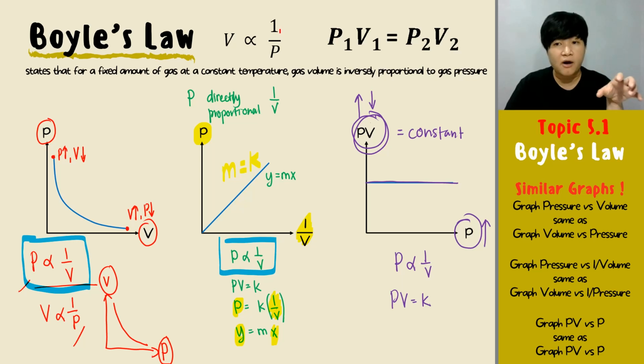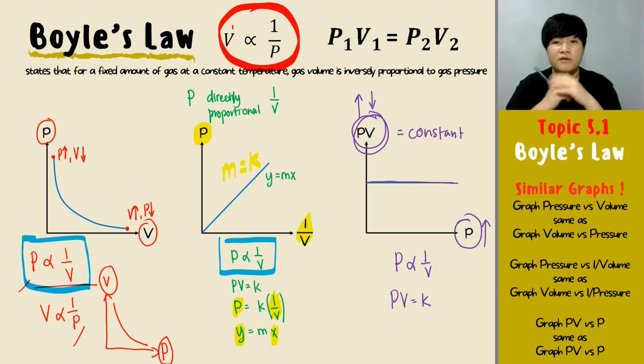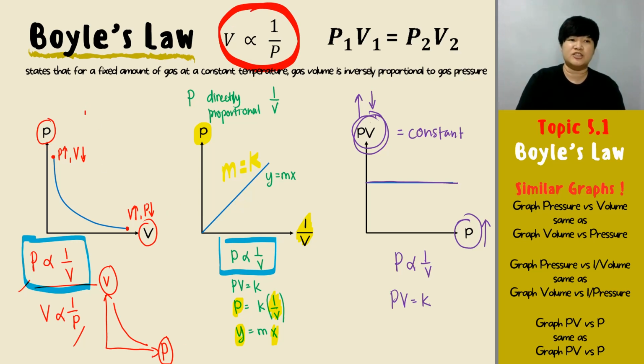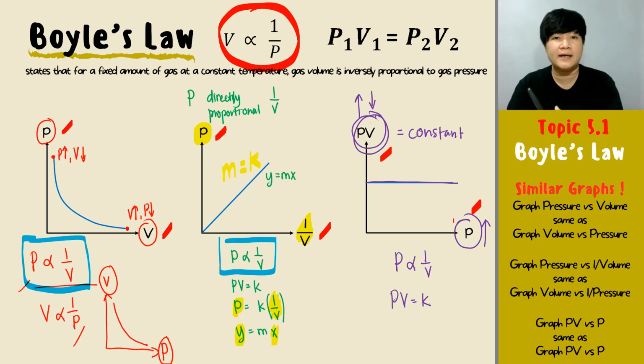So all these graphs for Boyle's law are coming from the same relationship of Boyle's law. Okay? And the only things that are changing, obviously, are the axis of the graph and the shape of the graph. So be very careful with the y-axis and the x-axis if the question is giving you the graph.